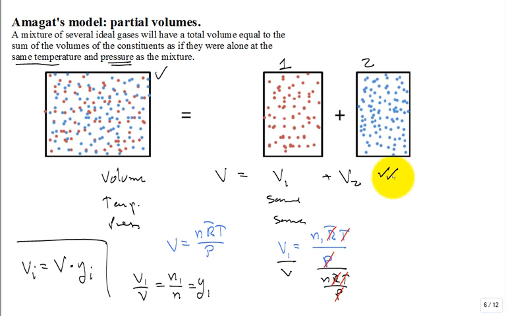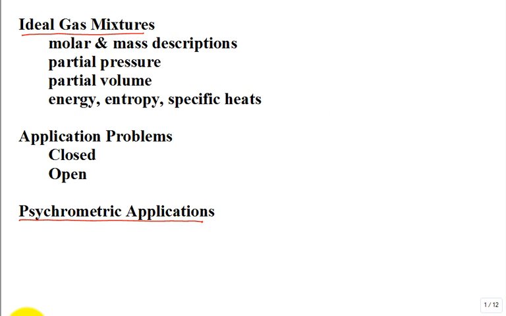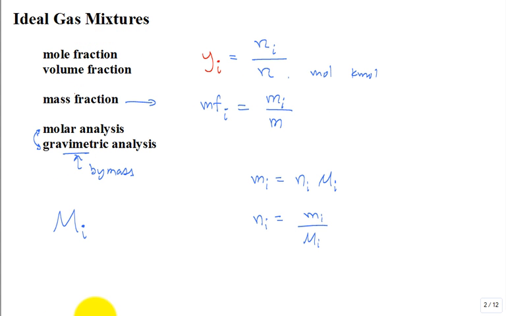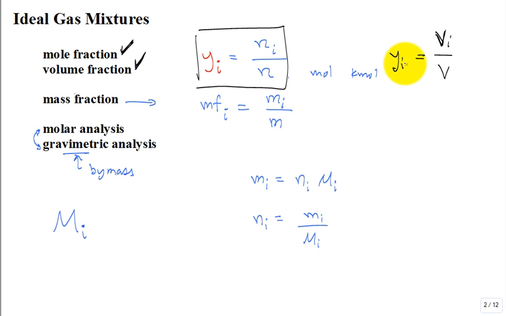Because back here, when we start this chapter, we're going to talk about how you describe ideal gas mixtures. Well, sometimes they talk about the mole fraction. Sometimes they talk about a volume fraction. What's the difference? Well, the mole fraction is Y sub I, defined like this one. What about the volume fraction? Well, it would be V sub I divided by V. Is that equal to Y sub I? It is. And we just demonstrated that using Amagat's model and the partial volume concept.